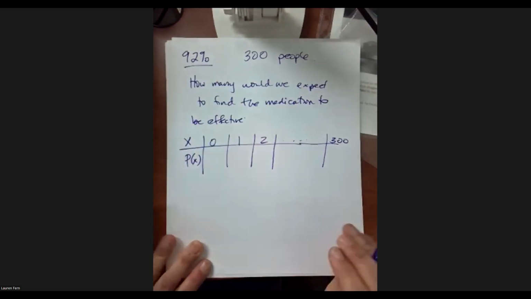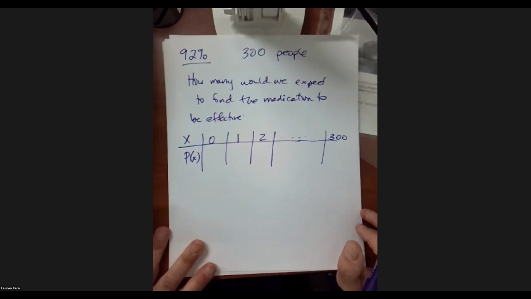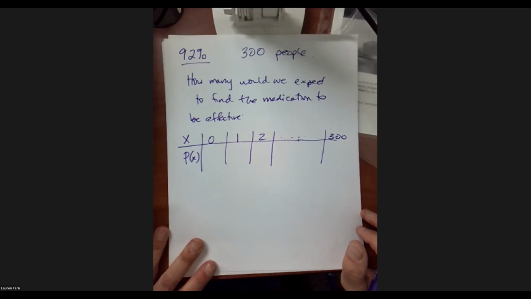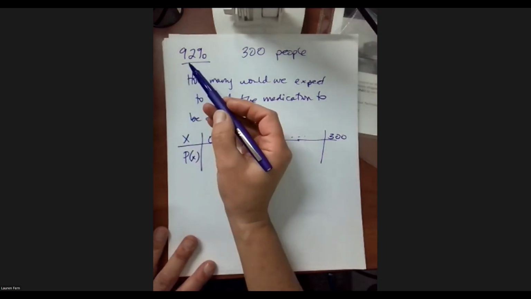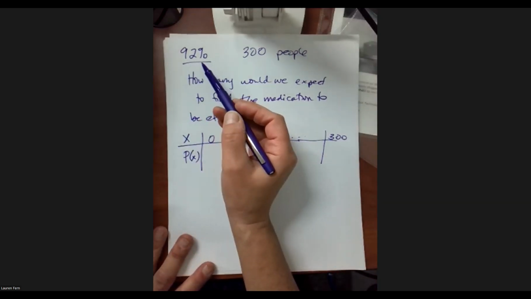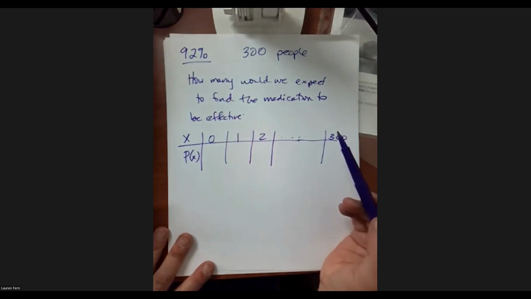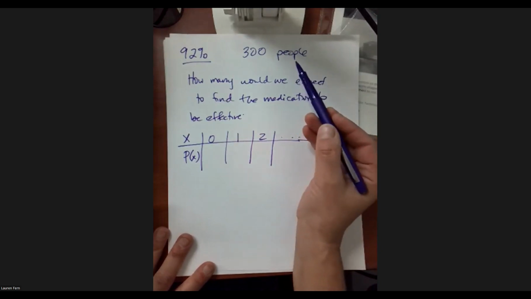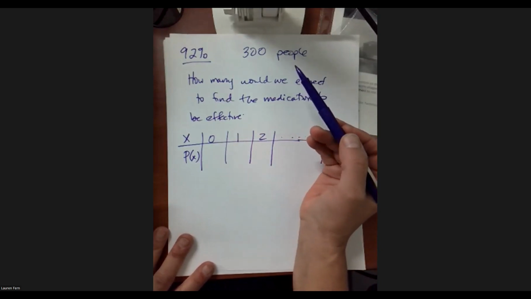Well, this medication is effective for 92% of the people who take it. Do you agree with me there? At least that's what the statement of the silly example tells us. So we would expect it to be effective for 92% of how many people? Say it out loud. 300 people. You've got to trust yourself.